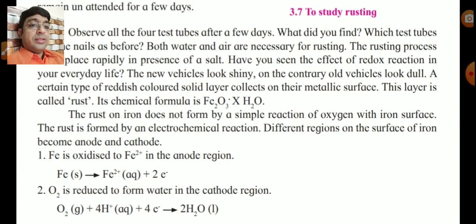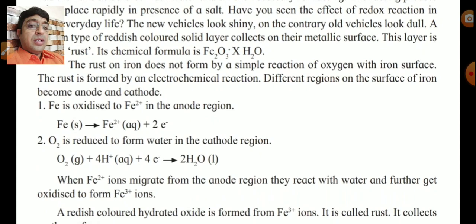The rust on iron does not form by a simple reaction of oxygen with the iron surface. The rust is formed by an electrochemical reaction. Underline: different regions on the surface of iron become anode and cathode. Fe, iron, is oxidized to form Fe2+ in the anode region. This reaction occurs at the anode region: Fe in solid state forms Fe2+ in aqueous state plus 2 electrons lost.